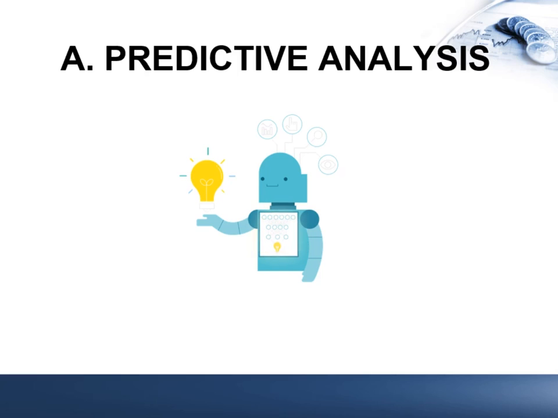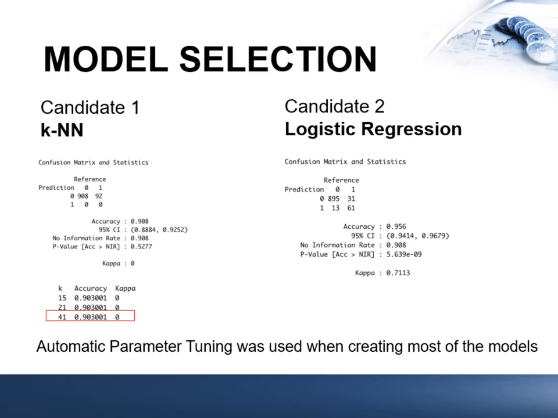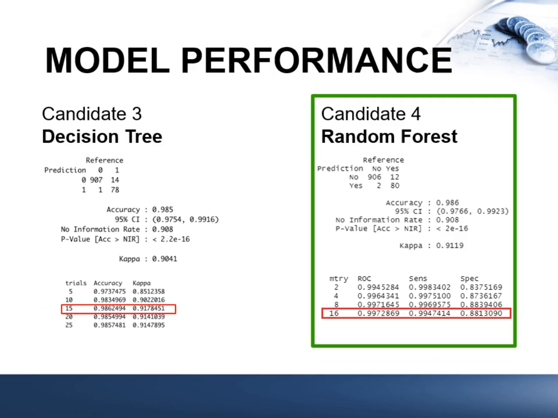Part A: Predictive Analysis using Supervised Learning. We created different models for the classification, and for most of the models, automatic parameter tuning was used. If we take a look at the accuracy, 90.8 versus 95.6, and the false negative, 92 versus 31, we can say that logistic regression is the best model out of these two candidates.